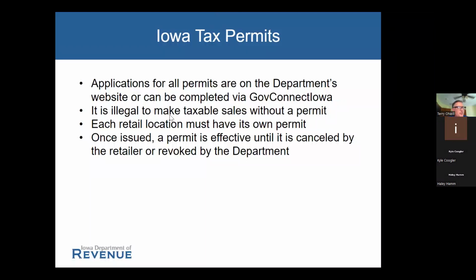Iowa tax permits. It's illegal to make taxable sales without a permit. You've got to get an Iowa sales tax permit if you're making taxable sales and you're collecting and remitting the tax. So keep that in mind. Got to have a permit.